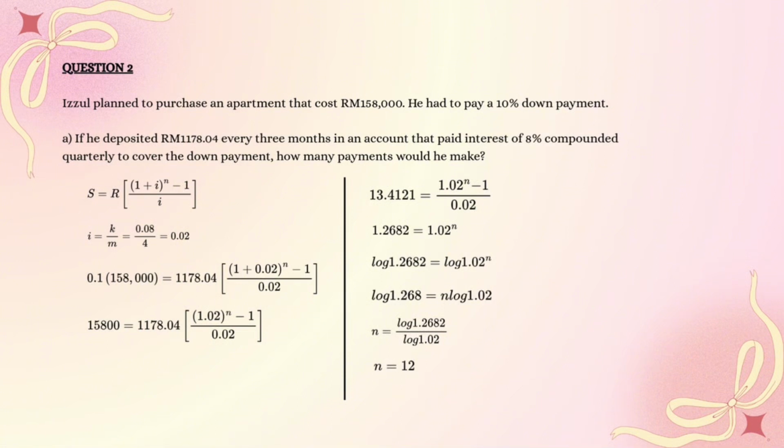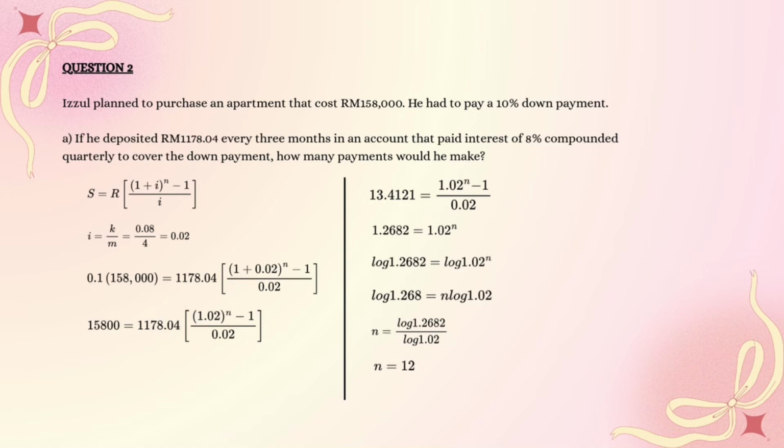The formula is S equals R times ((1 plus I) to the power of N minus 1) divided by I. I equals K divided by M means that 0.08 divided by 4 equals 0.02. 0.1 multiplied by 158,000 equals 15,800, which is the S. So 15,800 equals 1,178.4 times ((1 plus 0.02) to the power of n minus 1) divided by 0.02. 15,800 divided by 1,178.4 equals 13.4121.